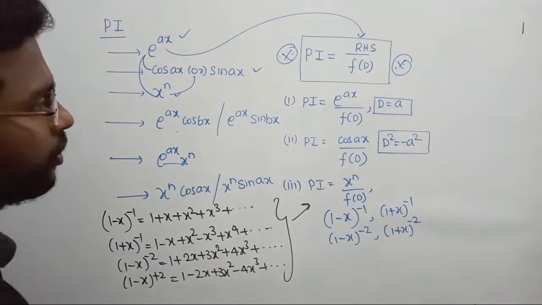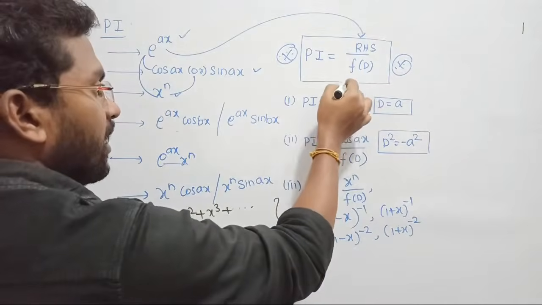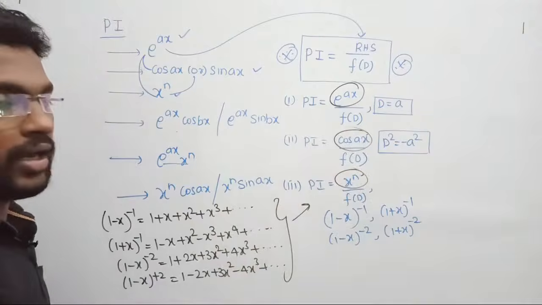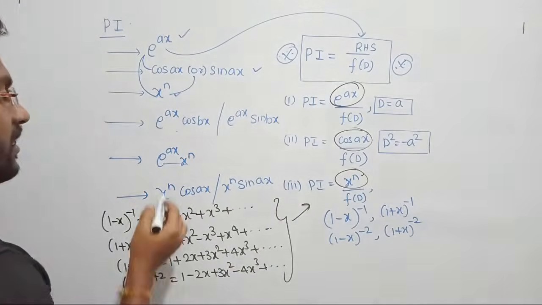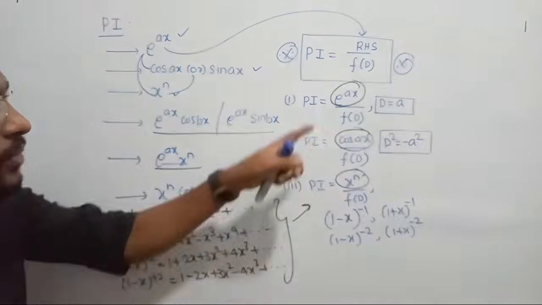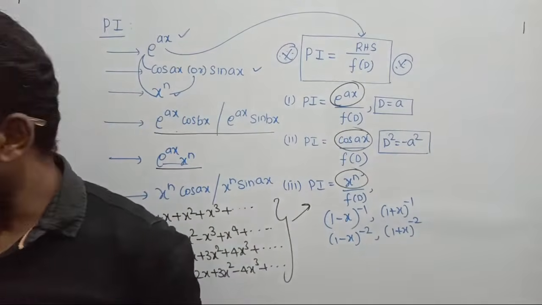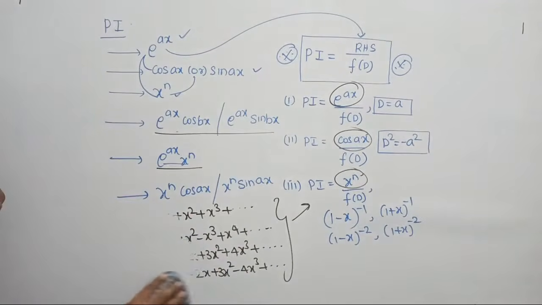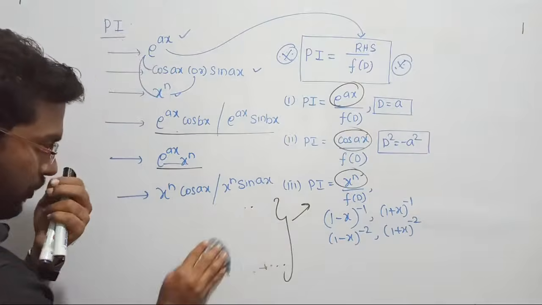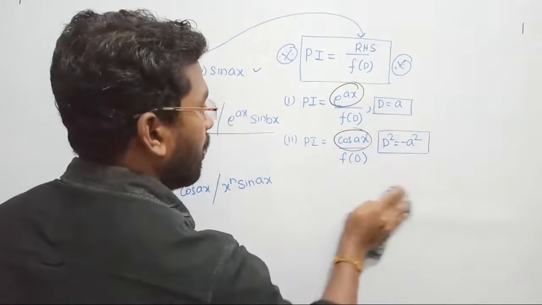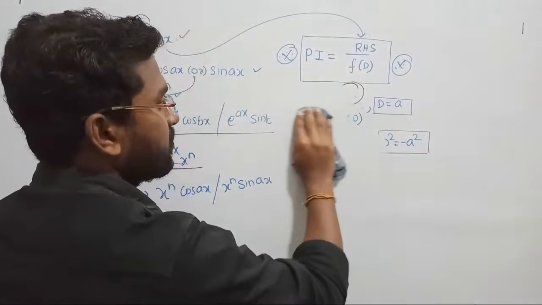Next, till now we saw separate signals like e power ax separately, cos ax separately, x^n separately. Next, let us club them together. Let us see the solution for this one and this one and this one, right? So let me rub these things. Just to understand the basics, and then I will take one by one, then you will get a very clear idea. There is no point of doubts, okay? Finally, I will trigger your brain to crack all questions from differential equations, right?